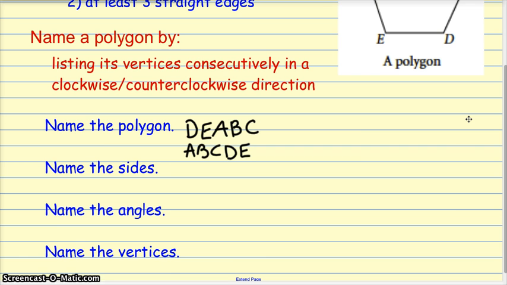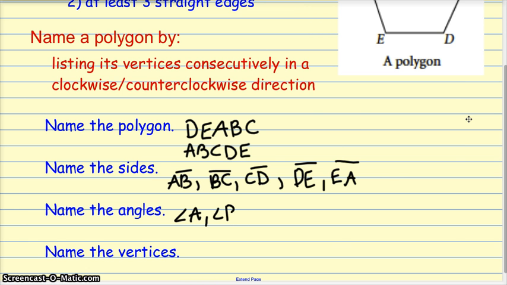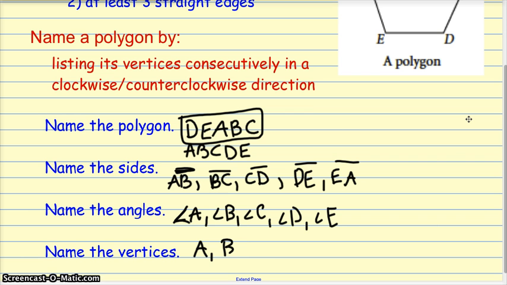Sides are made up of straight edges. They are line segments. So we have line segment AB, BC, CD, DE, and EA. To name the angles, angle A, angle B, angle C, angle D, and angle E. Notation is important so that we can understand that we're talking about the entire closed plane polygon, whether you're talking about a line segment, whether you're talking about an angle, or a vertex is a point. So A, comma B, C, D, and E. And again, we don't need the word point, but you could do it if you'd like to.